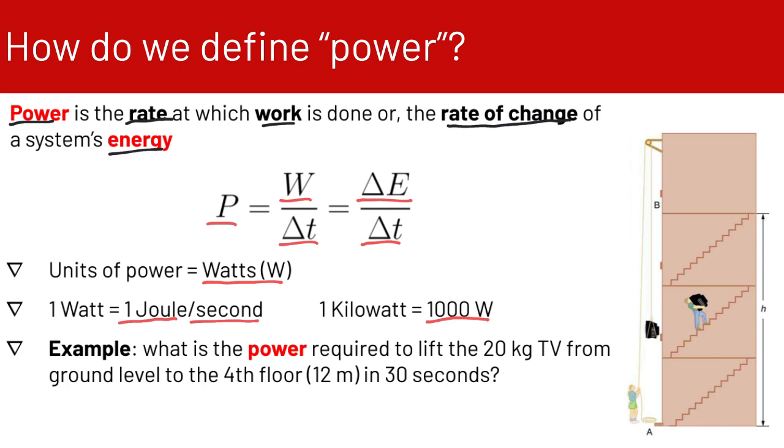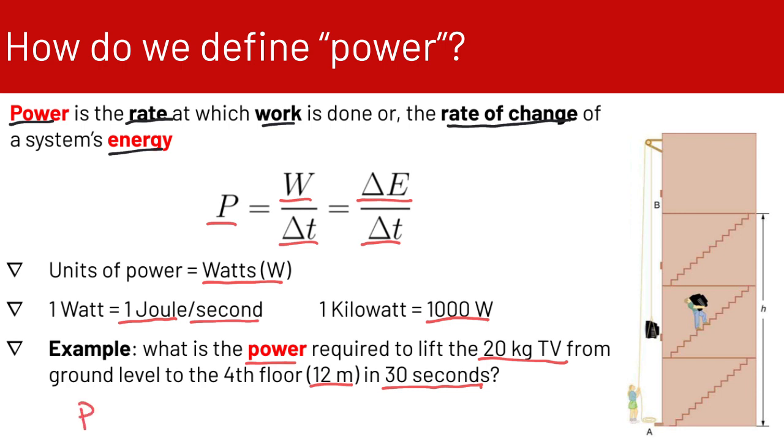So let's look at an example. What is the power required to lift the 20 kilogram TV from ground level to the 4th floor, which is 12 meters, in 30 seconds? So here we have a little diagram. This person is lifting a TV up to the 4th floor. So how much work is done, or how much power does it take to lift it up there?